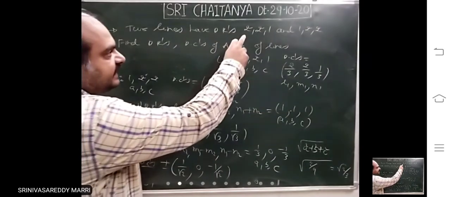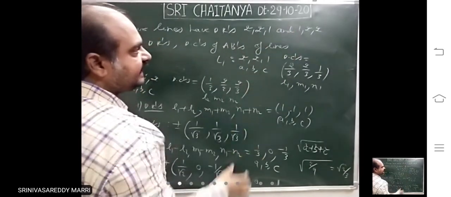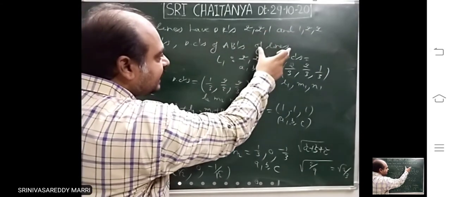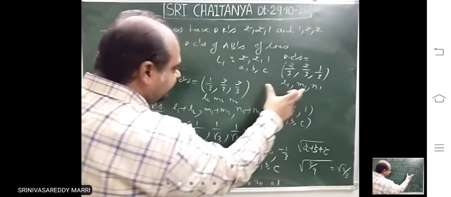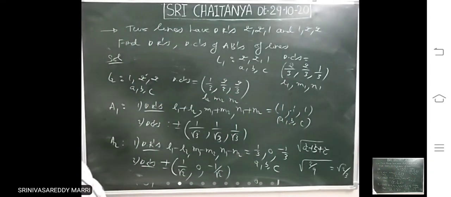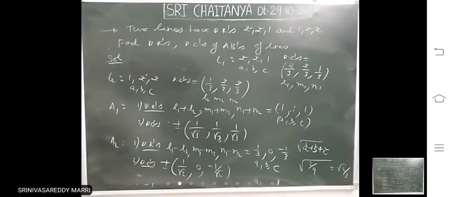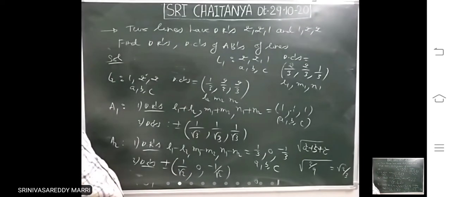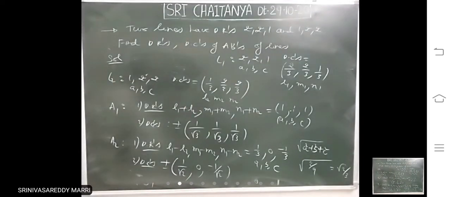What you will do mistake is, this is L1, M1, N1. Don't take like that. These are DRs. First calculate DCs. L1, M1, N1, L2, M2, N2. Okay. Calculate DRs and then DCs. So like that, how to use this formula?